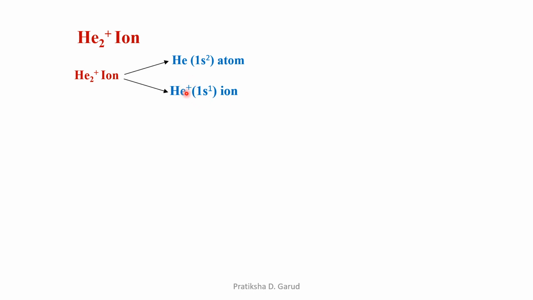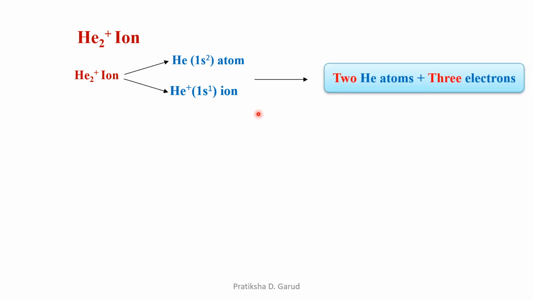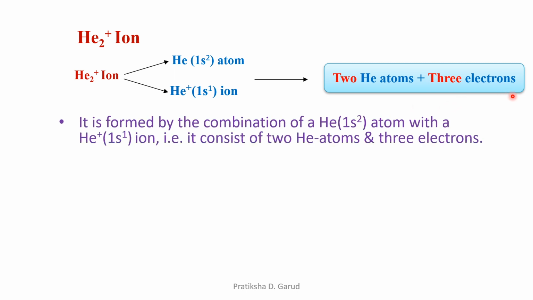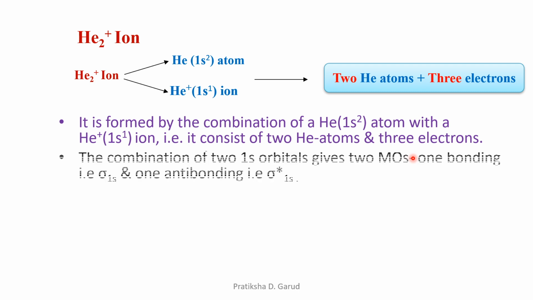As it has a 1 plus charge, that means 1 electron is removed. That's why the electronic configuration is 1s1. So we can say that this He2 plus ion consists of 2 helium atoms and 3 electrons, right? So this He2 plus ion is formed by the combination of a helium atom with a He plus ion. That means it consists of 2 helium atoms and 3 electrons, right?